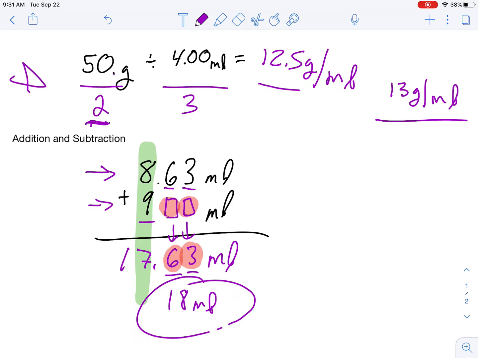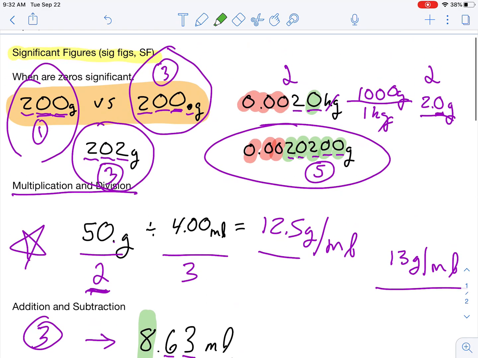It's not total number like it was multiplication and division, right? Because I have 3 sig figs here, I have 1 sig fig here. It's level of significance when you add and subtract. So my answer of 18 milliliters, hopefully it makes sense to you. We'll put it in green. And that's how you do sig figs: multiplying, dividing, adding, subtracting, and how do you figure out what things are significant.